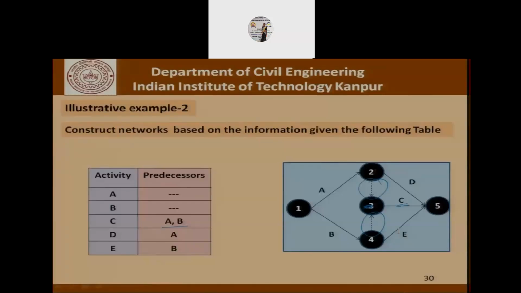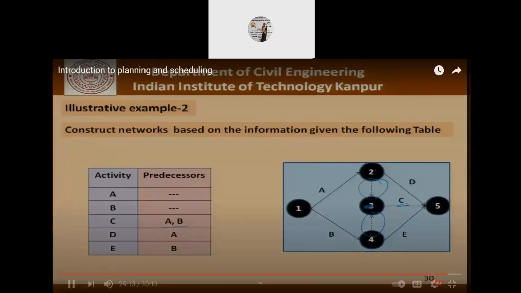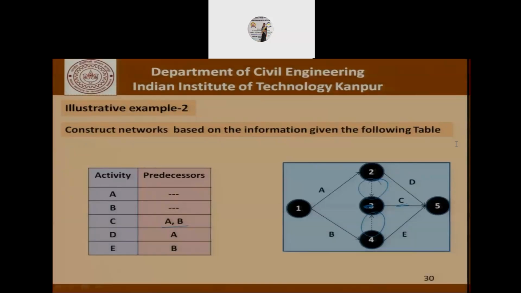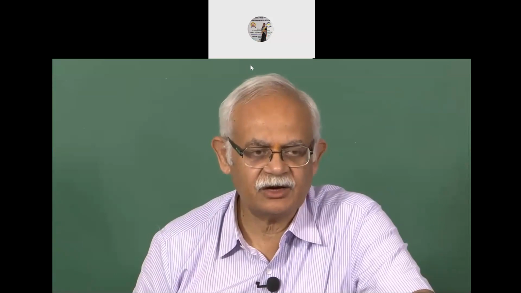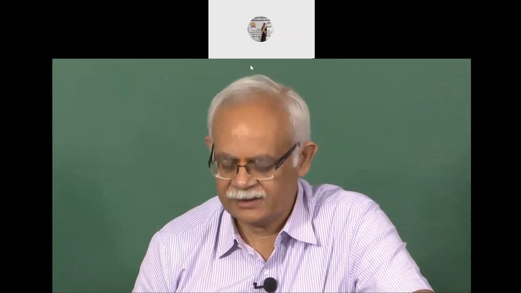And with this, we come to a close for the discussion for today, where we have basically tried to introduce the concepts of networks and how to translate activities which are given in a tabular form along with their logical preceding activities, and trying to convert that tabular representation into a network situation.